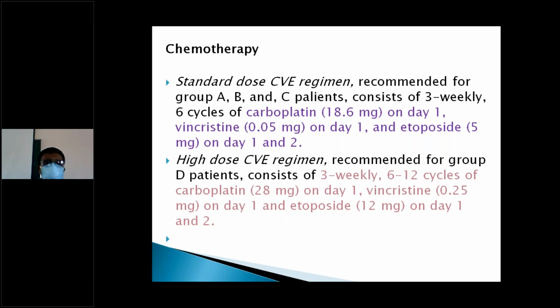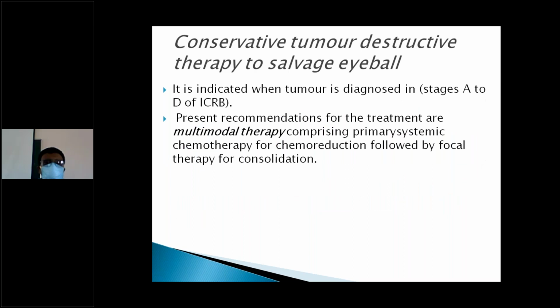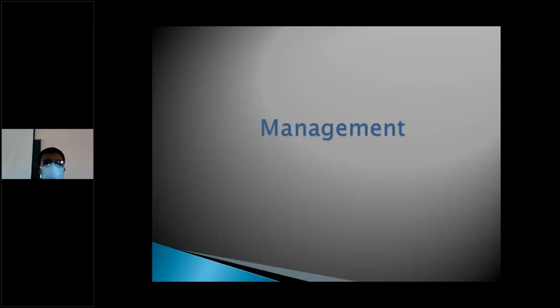Standard dose CVE regime, group A and B and C. Very low risk, and moderate risk. Group C is moderate risk. High dose CVE regime, group D patient, high risk patient. Group E is very high risk patient. This is the treatment.